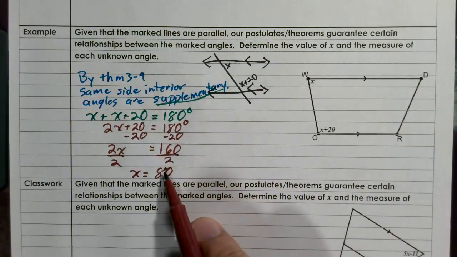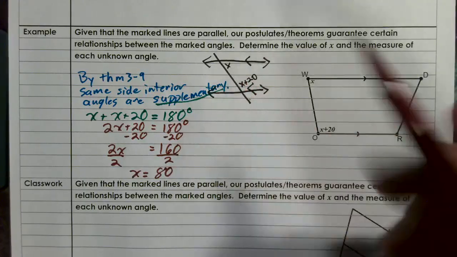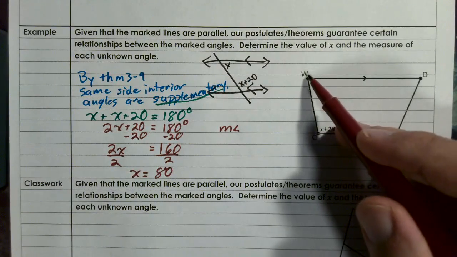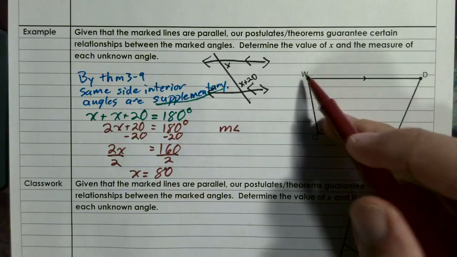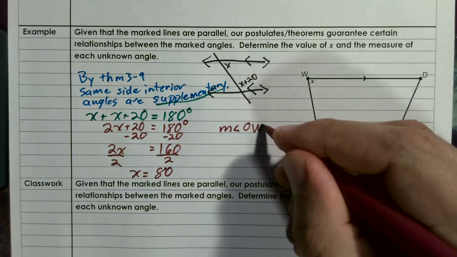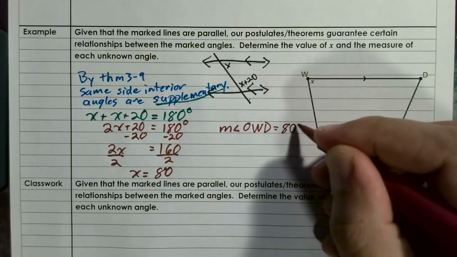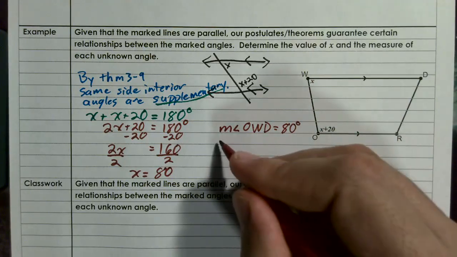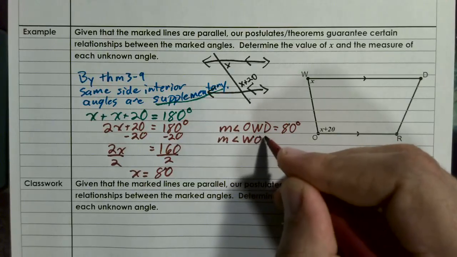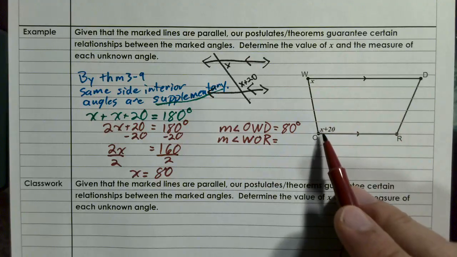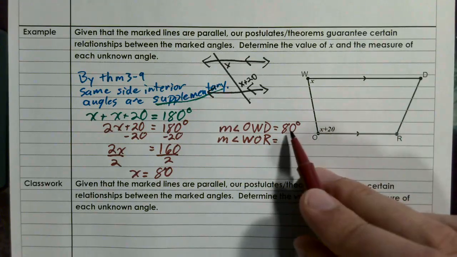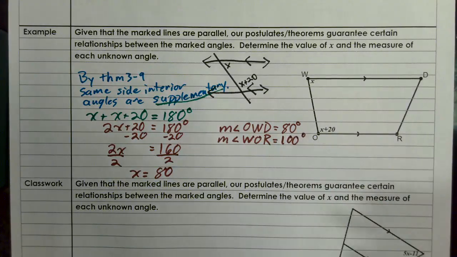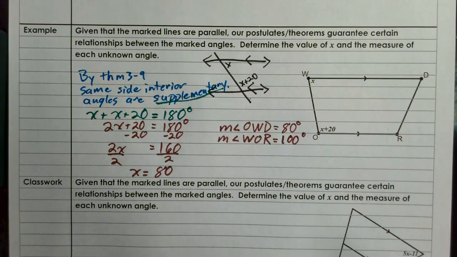Okay, so I determined the value of x, and I want to know the measure of each unknown angle. Now, the first one's easy. That one right there has got to be 80. So the measure of angle, let's call it properly, this angle W here, or we could say OWD, equals 80 degrees. If we look at this angle down here, angle WOR, that's got to be 80 plus 20, that's going to be 100 degrees, which is good because then 80 plus 100 is supplementary, 180 degrees.